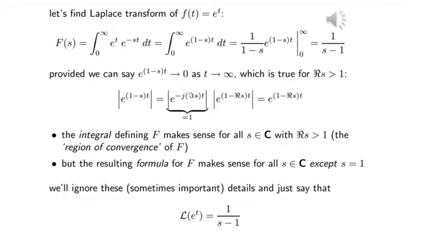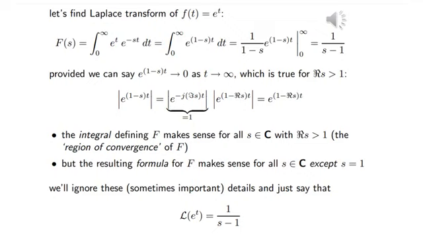The integration defining F makes sense for all s belonging to the complex numbers C with the region of convergence where the real part of s is greater than 1. So the region of convergence of s of F is only for the real part of s greater than 1, but the resulting formula makes sense elsewhere, so we'll just ignore the rest of things, and the Laplace transform of e raised to power t is 1 over s minus 1.